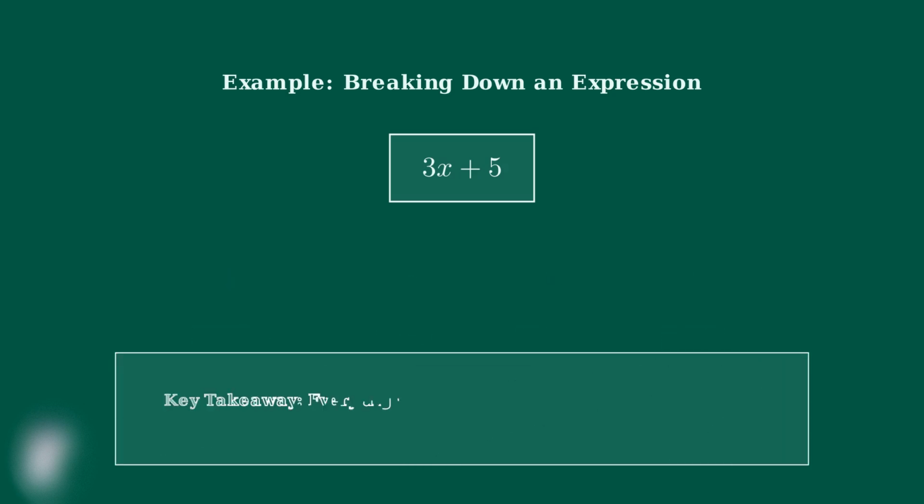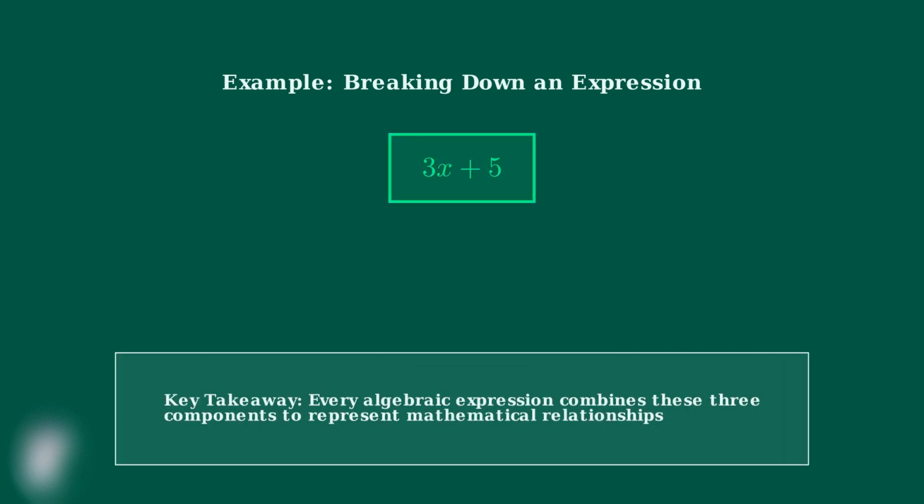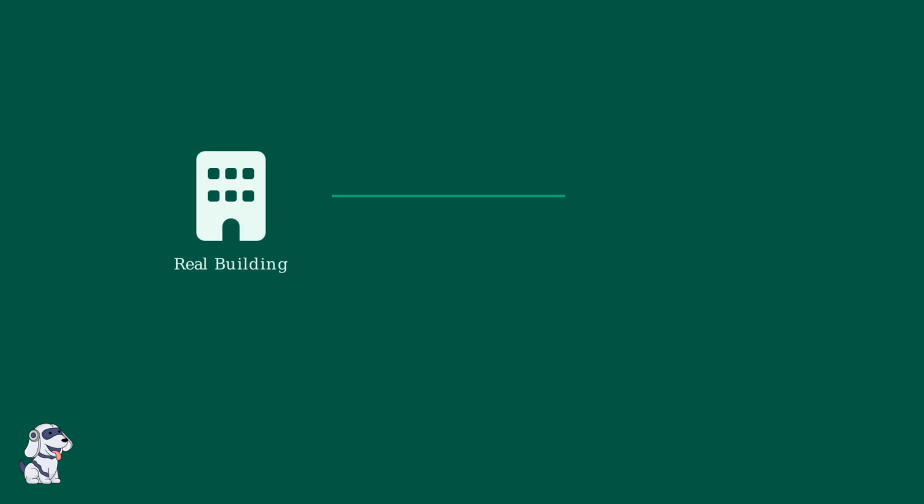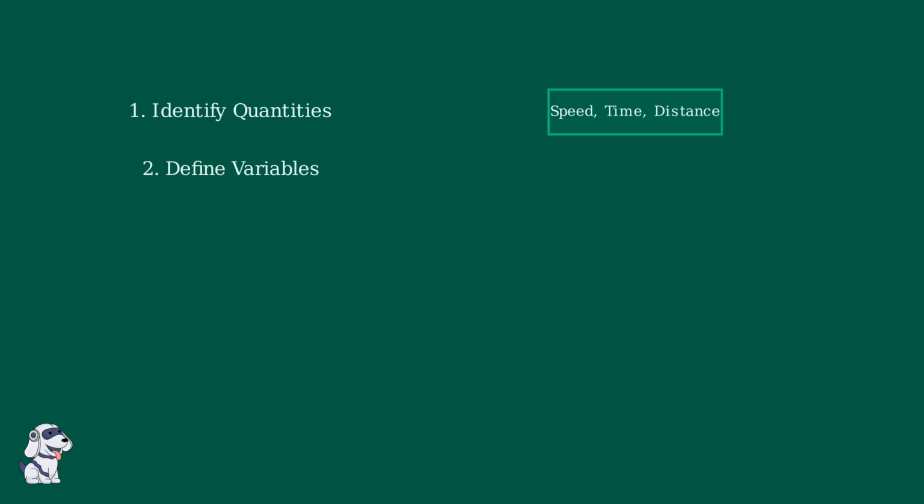Understanding how variables, constants, and operations interact is fundamental to algebra. Every algebraic expression you encounter will be built from these three essential components, combined in various ways to represent mathematical relationships and solve problems. Algebra's true power extends far beyond simple number manipulation. The real strength lies in abstraction, the ability to represent complex real-world situations using mathematical symbols and relationships. Through abstraction, we can create mathematical models that describe complex relationships.